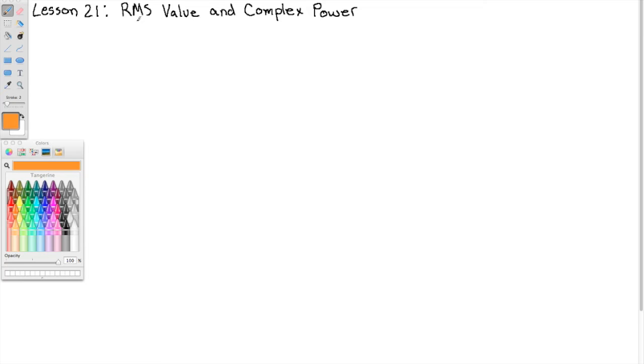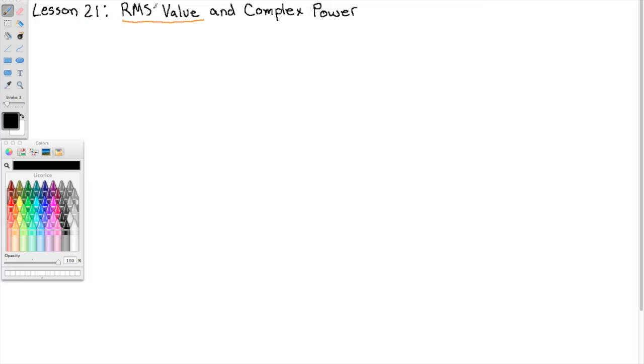Alright, I'm going to start with RMS value. You see I've written value and not power, because in general voltages have RMS values, currents have RMS values, and power can also have RMS values. So we're going to keep this general. We're going to talk about the RMS value, not necessarily RMS voltage, RMS current, or RMS power.